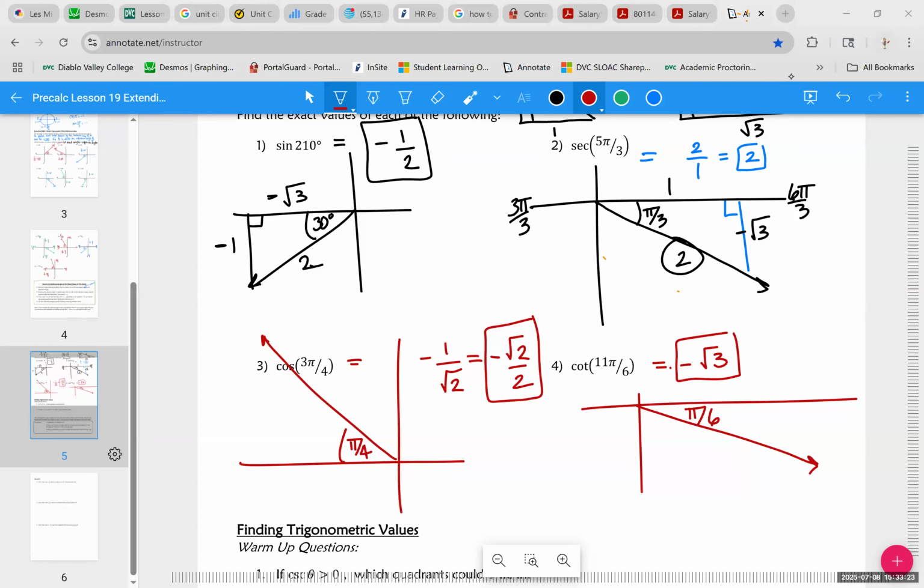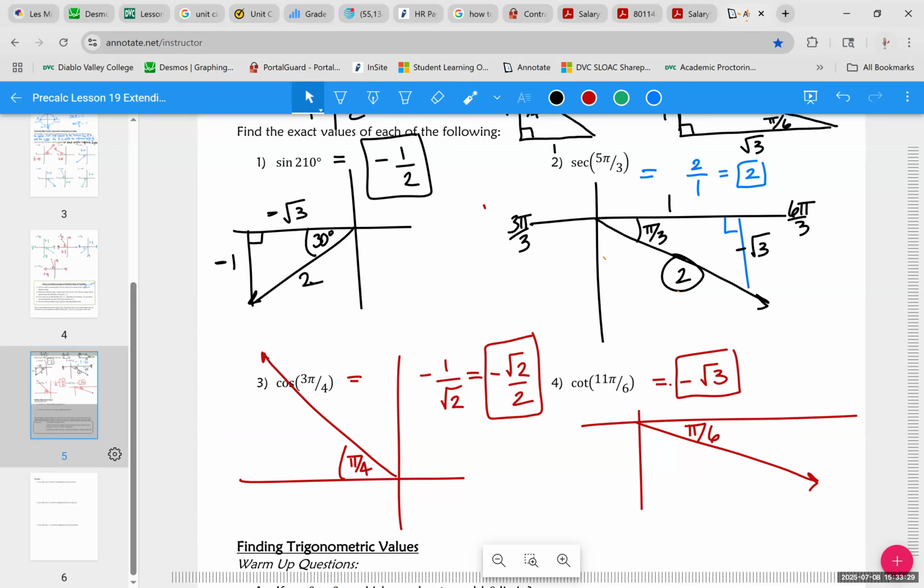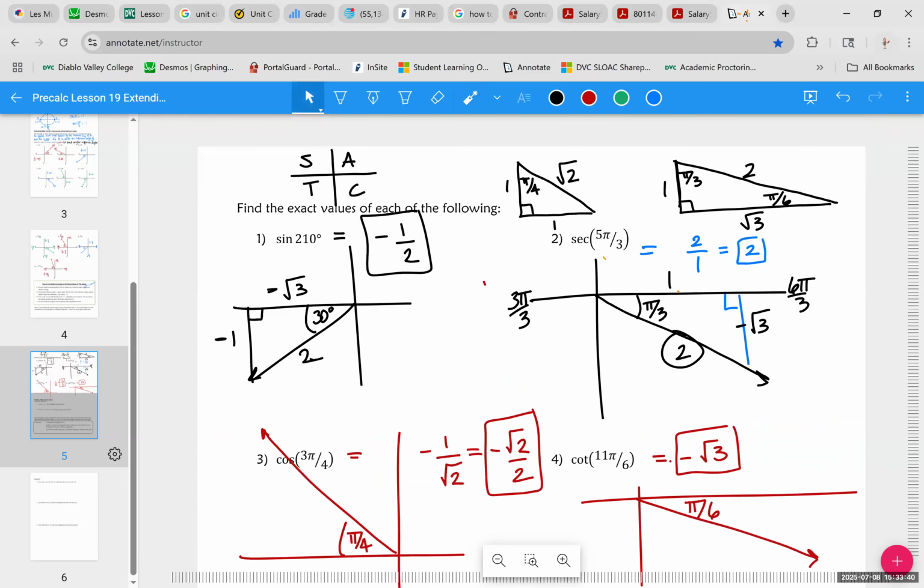Okay, so starting with cosine of 3 pi over 4. 3 pi over 4 is in the second quadrant. Its reference angle is pi over 4. So if I come back up here, cosine of pi over 4 is 1 over root 2, but I'm in the second quadrant, and that would make it negative. So negative 1 over root 2, which is the same as negative root 2 over 2.